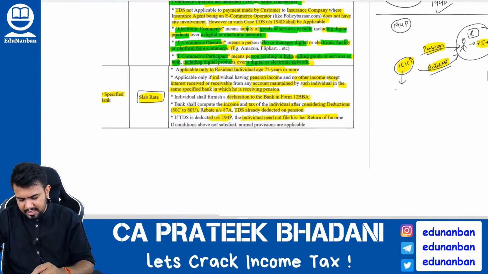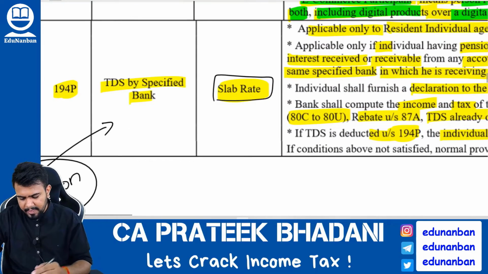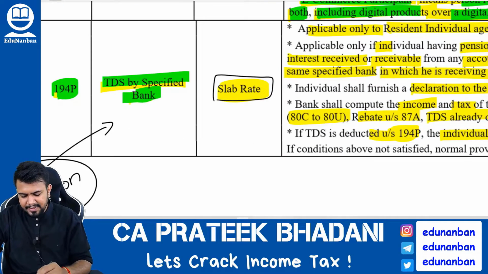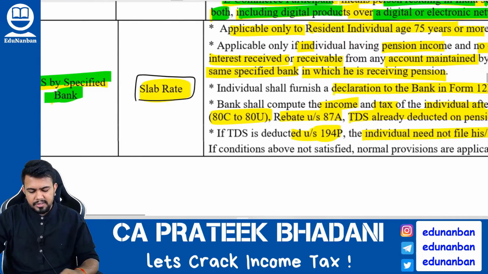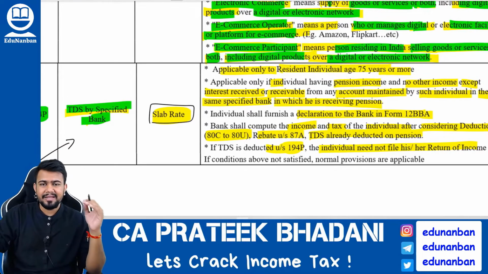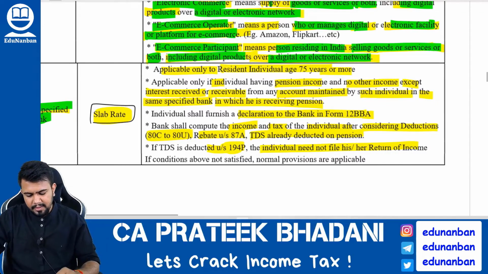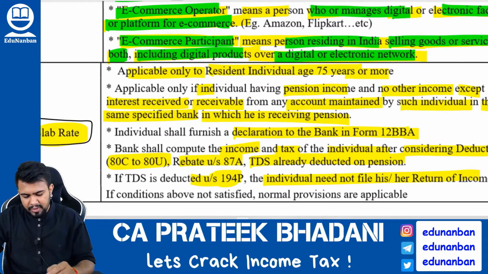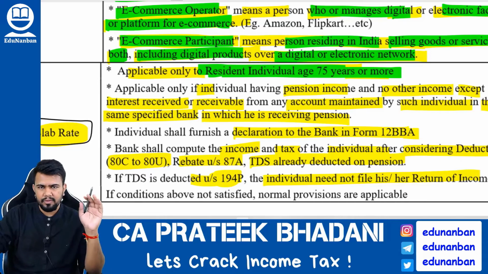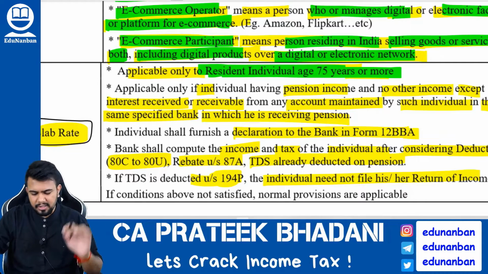Now let us discuss section 194P, TDS by specified bank. If many conditions are satisfied, then the bank will deduct the TDS. What are the conditions? Number 1, this TDS is applicable only to a resident individual whose age is 75 years or more. For other resident individuals it is not applicable.